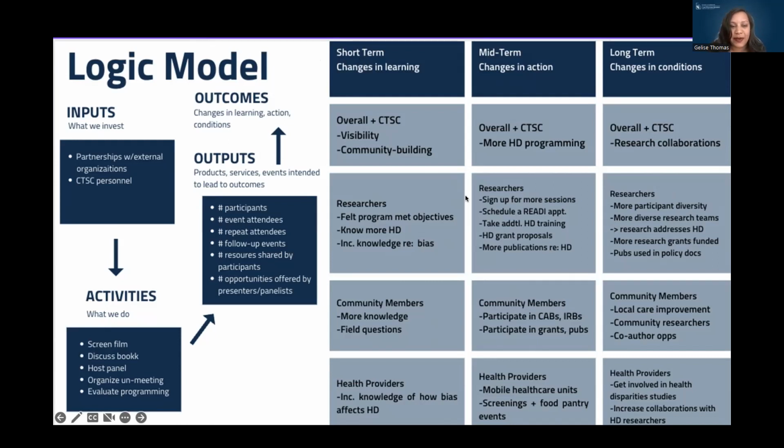And there's a lot on this page, and we tried to condense it, but we are really excited that we're already seeing midterm outcomes, changes in action. Health providers are using their mobile healthcare units to provide healthcare screenings and food pantries, and just doing all the things that we want them to do that they might have already been doing, but now they see it in a different light. They see it in a translation framework.